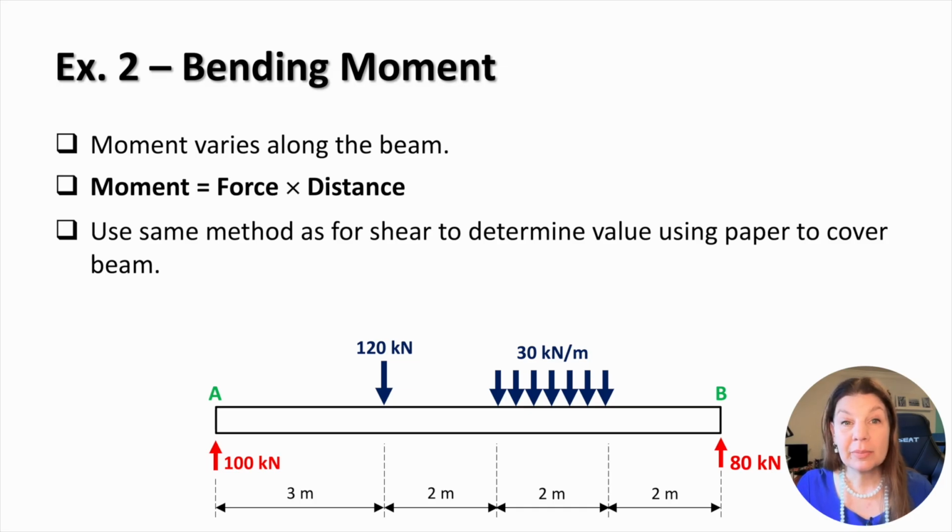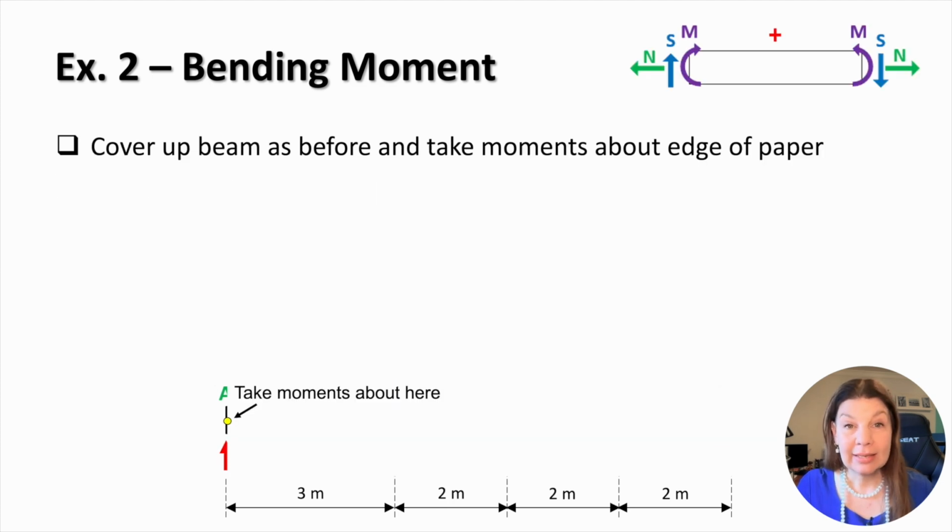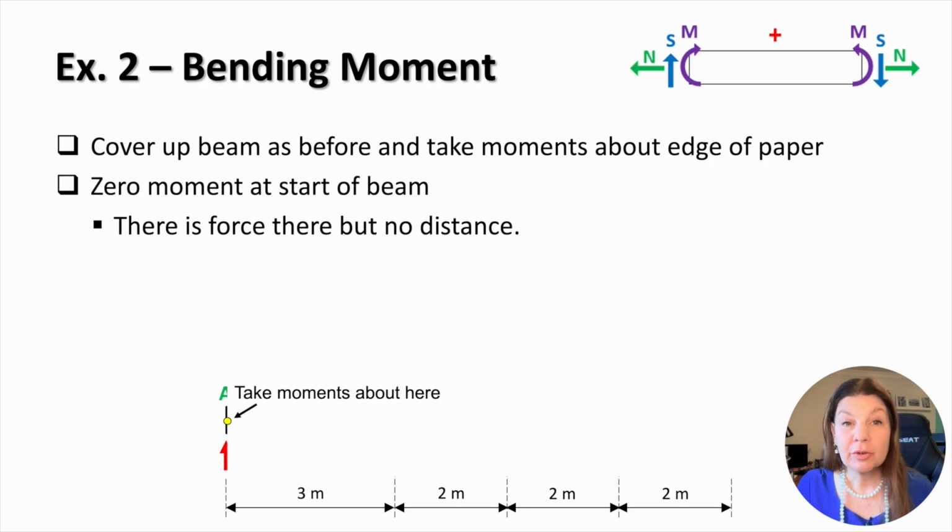This allows us to build up the bending moment diagram point by point. We begin the bending moment calculation at the start of the beam at support A. At this location, the bending moment is 0. Although a reaction force acts at the support, the distance to the section is 0, so the moment, which is force multiplied by distance, is also 0.